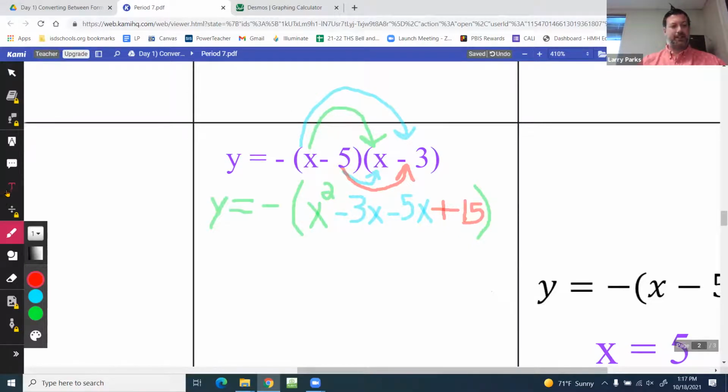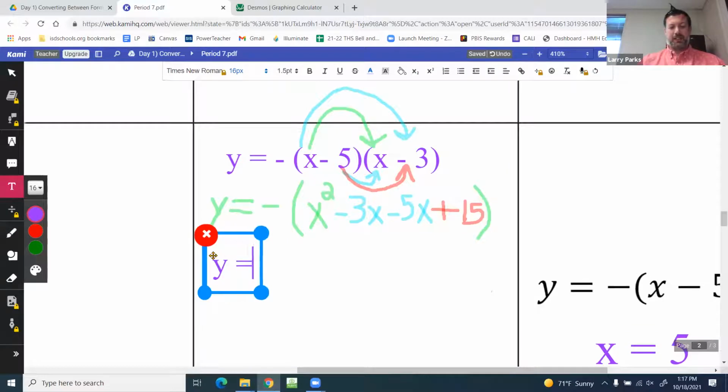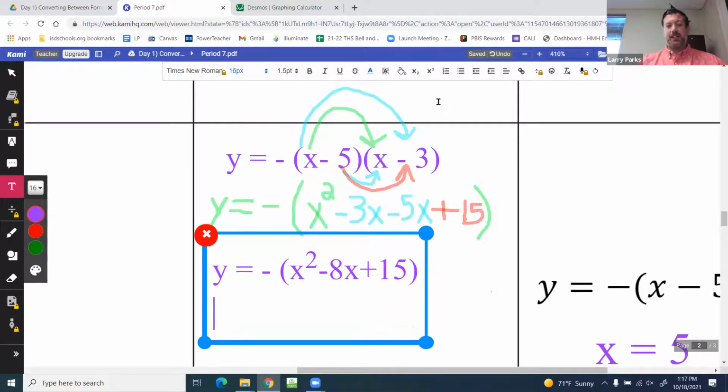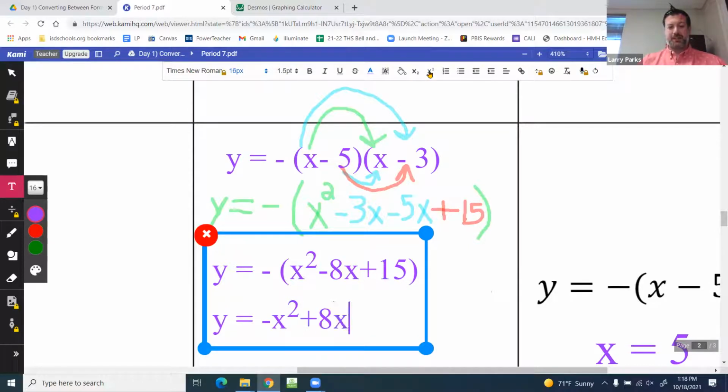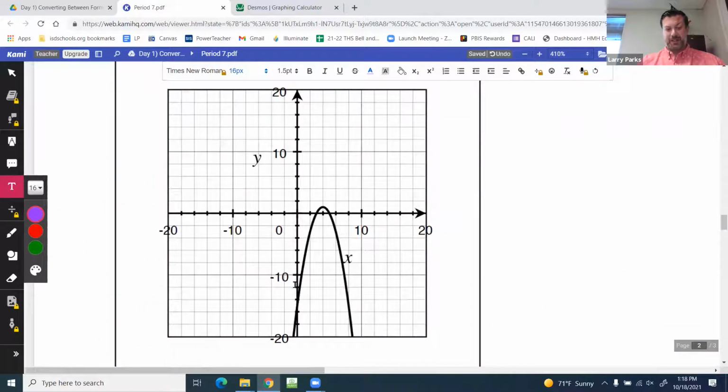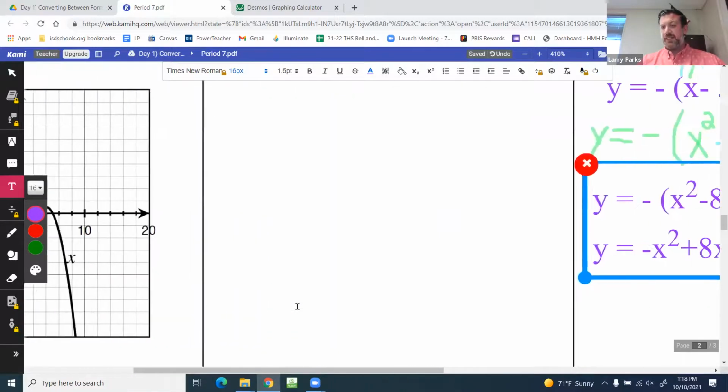So putting all that together, I get y equals -x squared minus, and -3x and -5x is -8x plus 15. And then you distribute that minus, which all it does is negate everything. So that becomes a -x squared plus 8x and a minus 15. So I wrote this in standard form. The y-intercept should be -15. Let's go look. It looks to be -15 right there. Okay, so I feel pretty good.